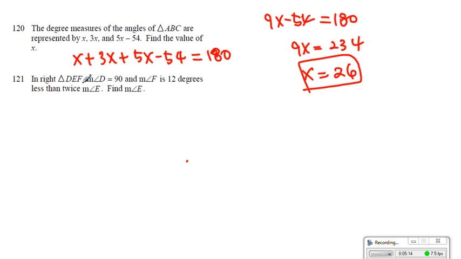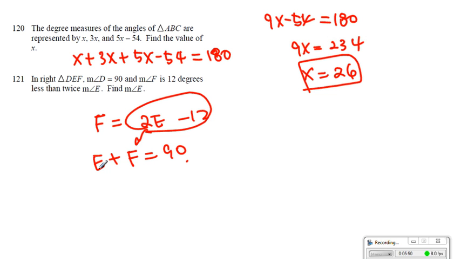Number 121, in the right triangle, angle D is 90, and then F is 12 degrees less than twice of E. Now, that means the measure of angle F is 12 degrees less than twice of E. Now then here, we get to realize that when you add up those two angles, angle E and angle F, let's call them using these two letters, that must be equal to 90 because the other angle is already 90. And by putting this one into this location, we get to realize E plus 2E minus 12 is equal to 90, which gives us 3E must be equal to 102. That makes E equal to 34.